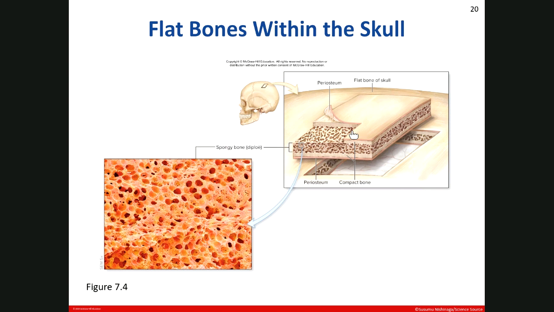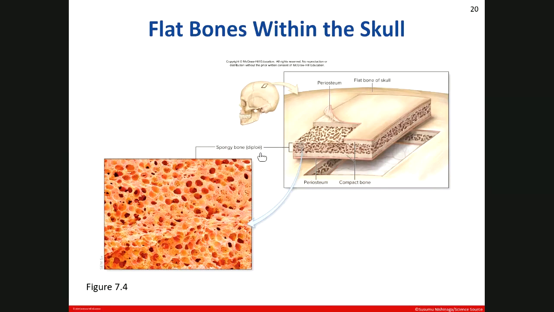Look at here. In the flat bone, short bone, and irregular bone, we have a spongy bone inside, and this spongy bone is sandwiched by compact bone from both sides. And this compact bone can protect this spongy bone. The spongy bone inside has a specific name, and we call it diploe.